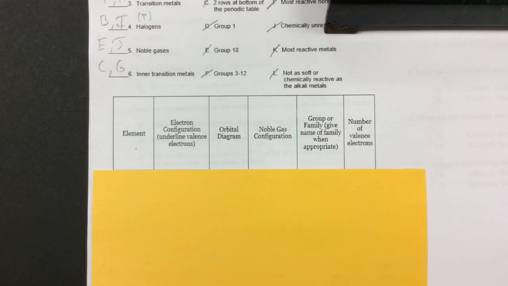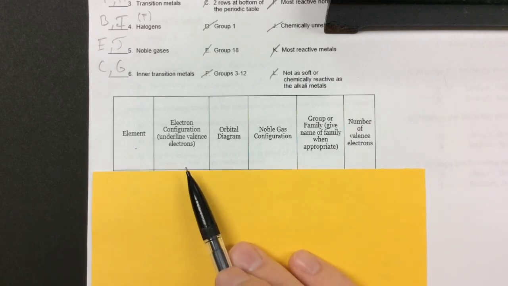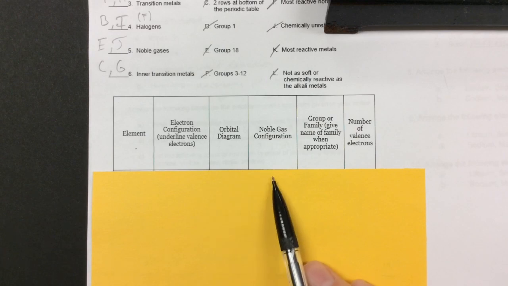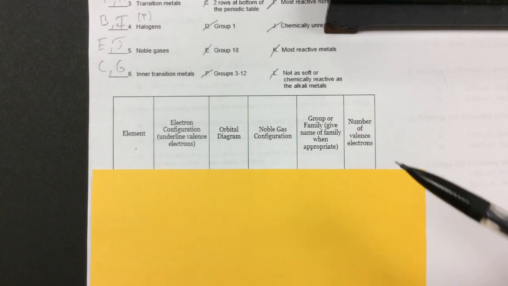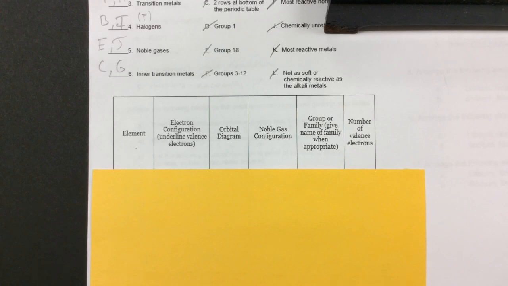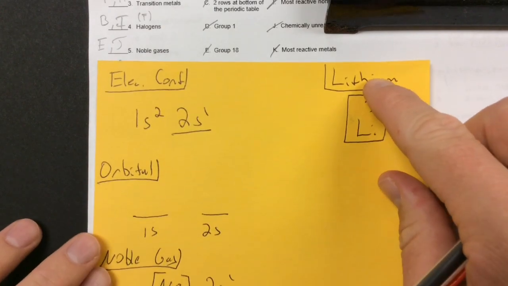Hi guys, the last section of our review is talking about a certain set of elements and then coming up with the various electron configurations that we've been focusing on, what family they are in, and the number of valence electrons. Because this part of the review is so small, I went ahead and made a card for each one of them. So I'm going to display the first one here, which is lithium.